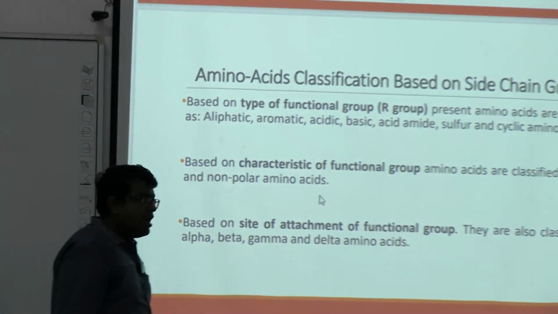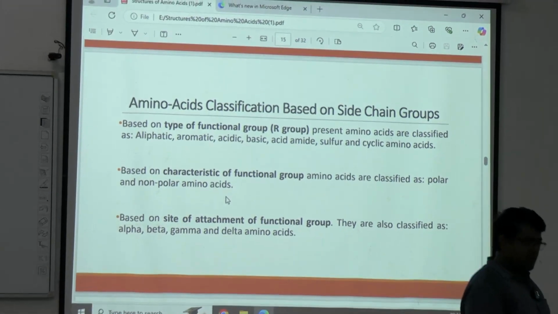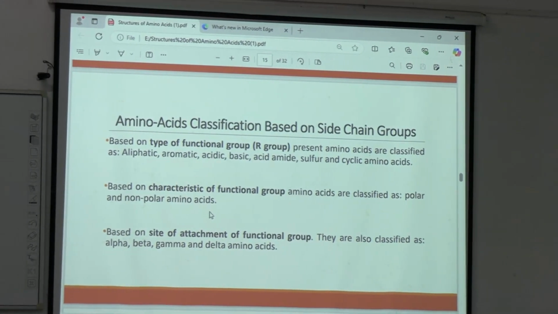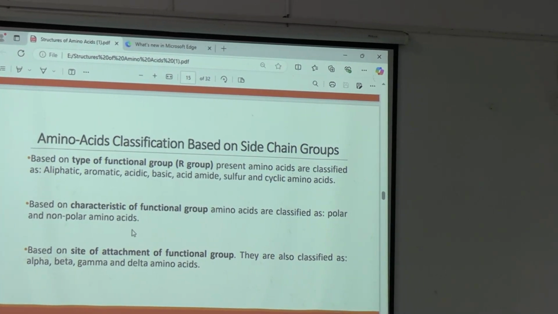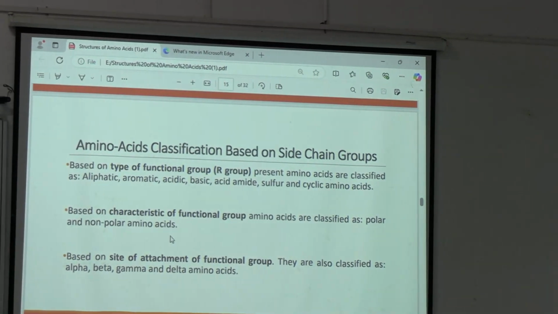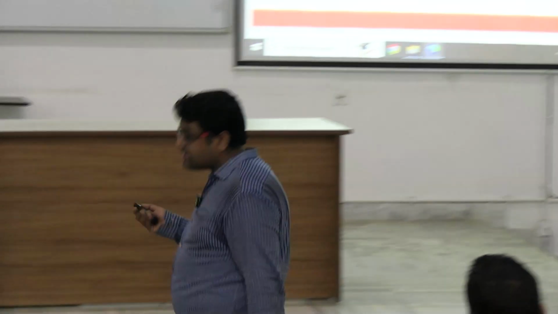Okay. Now, amino acids can be classified in various ways. Some of these classifications are very important, some are somewhat important, but it is good to know. Now, this classification is generally done on the basis of the R group, which is changeable for each and every amino acid.